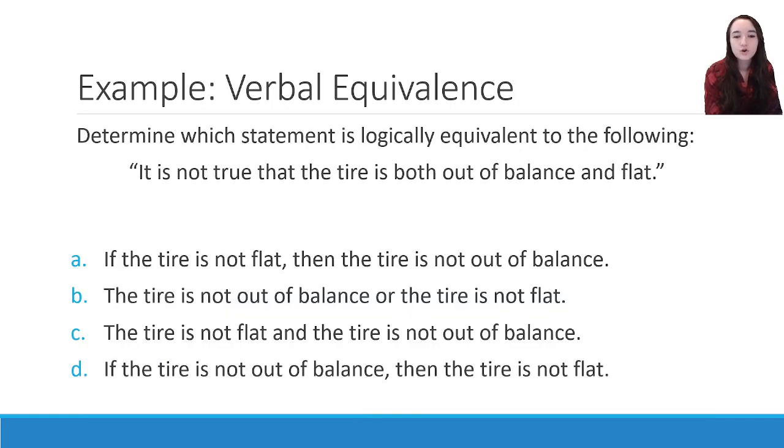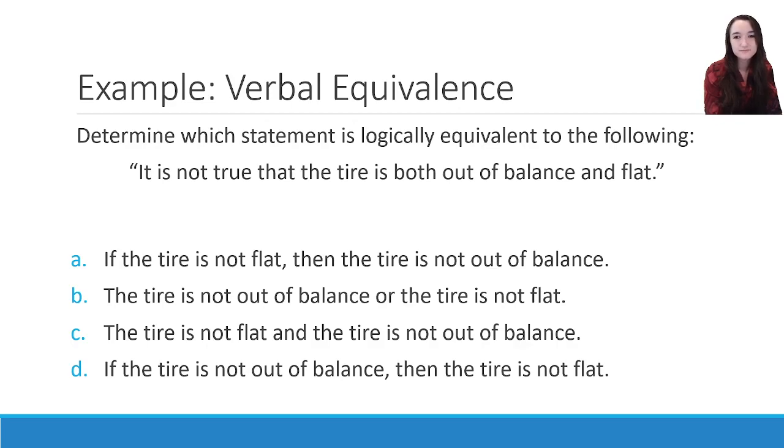Now what about verbal equivalence? So if we wanted to determine which statement is logically equivalent to the following, it is not true that the tire is both out of balance and flat. Well, the best way to do this is to put it into symbolic form, not leave it verbally, because verbal statements are confusing.